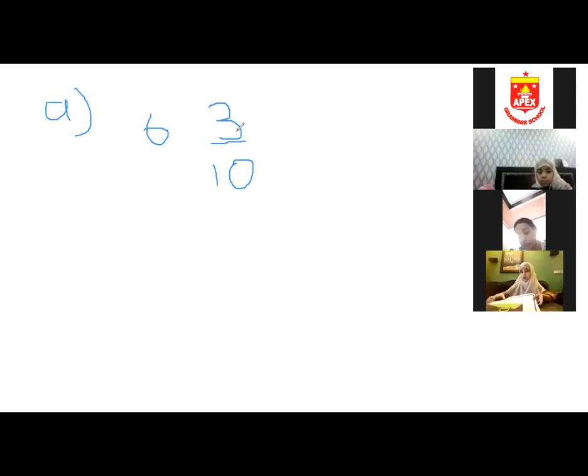In the last lesson, I told you how to write in decimals. Decimals means that we have to write our answer with a point. You can see we have 6 in a mixed fraction. I write 6 here, and I know 3 by 10 is 0.3. So I write it with the mixed fraction, that is 6.3.